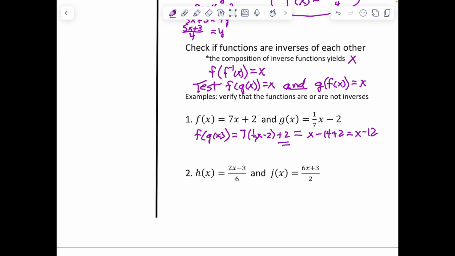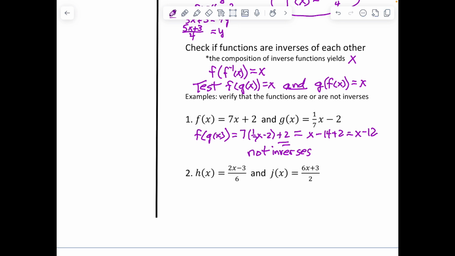That's not equal to x, so these are not inverses. We just verified that they are not inverses of each other. You don't even have to do the g of f of x. If the one does not work out, you just stop there and say that they're not inverses.